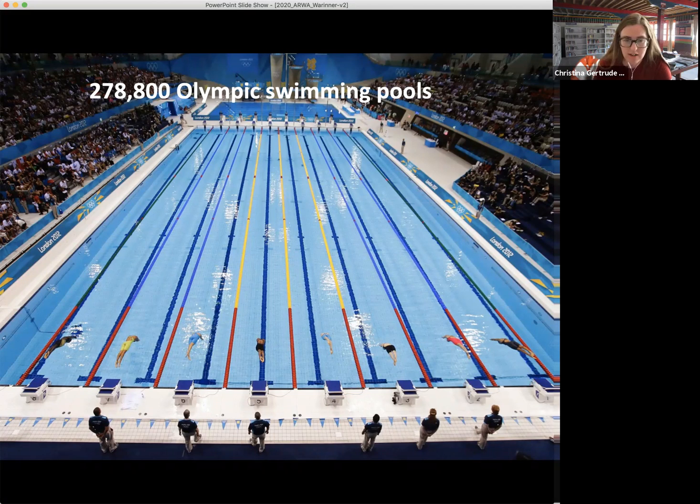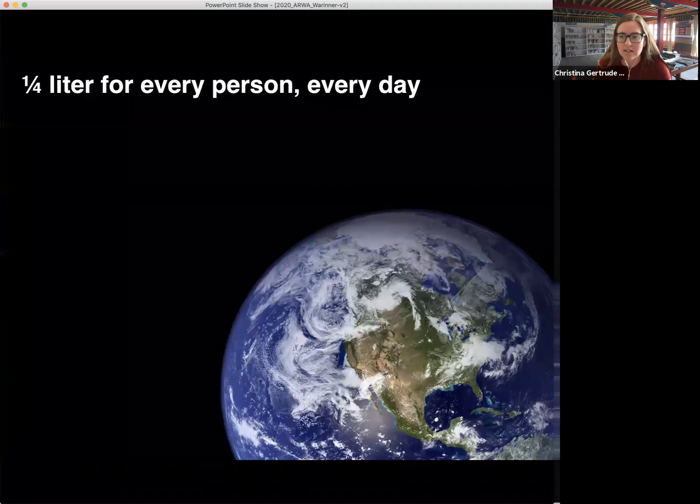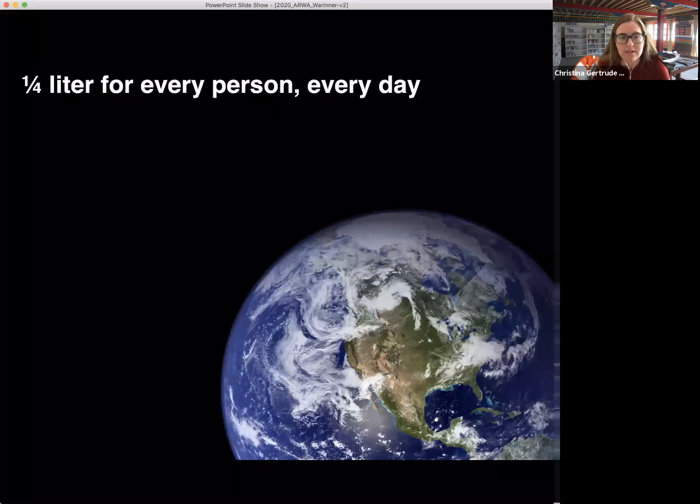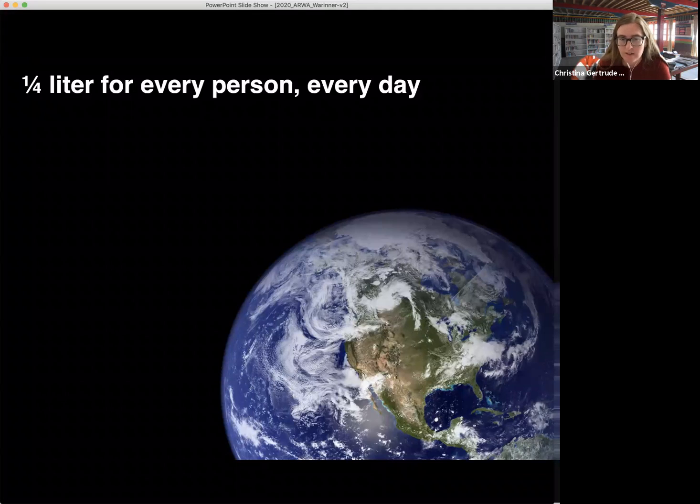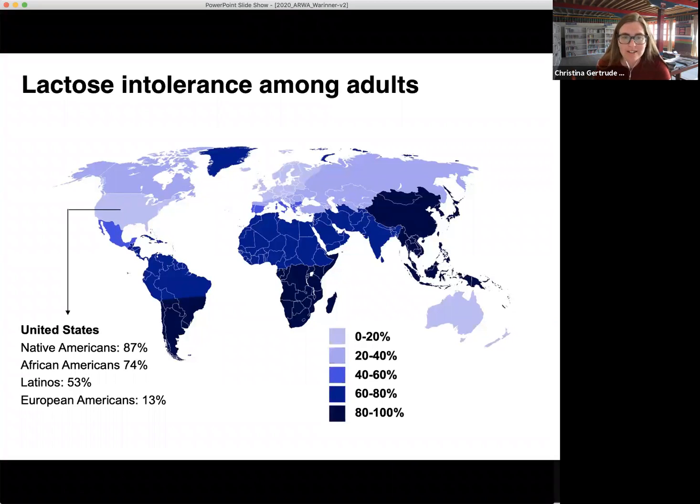It's such an extraordinary number. It's enough milk that every single person every single day could consume a quarter liter of it. And what's amazing, though, is that the vast majority of the world's population is actually lactose intolerant. So why are we producing such enormous amounts of milk? And where does this tradition, this prehistory of milk consumption come from?